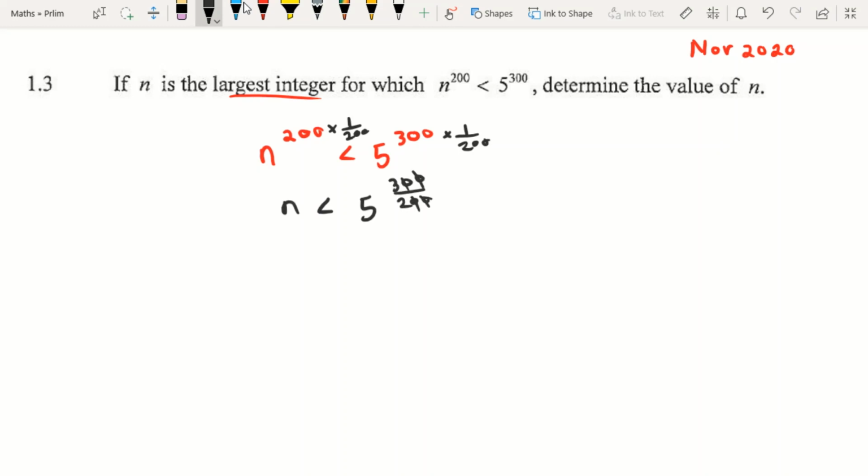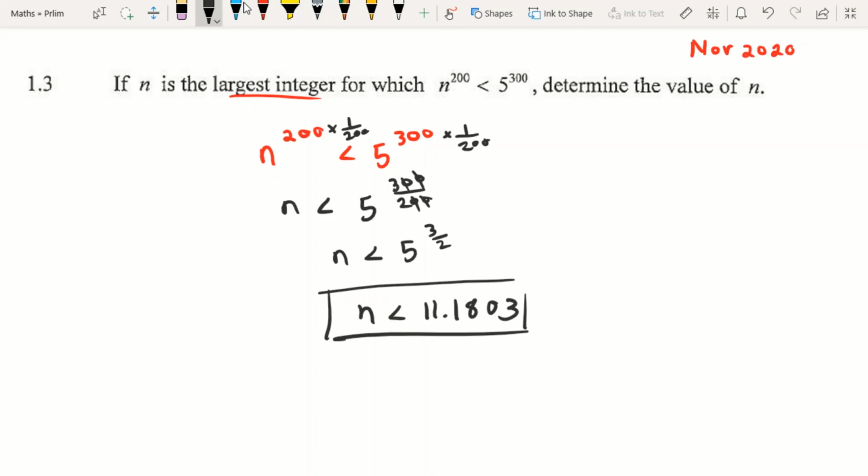Then the zeros go away. We have n is less than 5 to the power of 3 over 2. Punch that into your calculator and let me know what you're getting. So as I'm punching with you, I'm getting 11. So n is less than 11.1803. Right, so this is the final answer for this problem here.